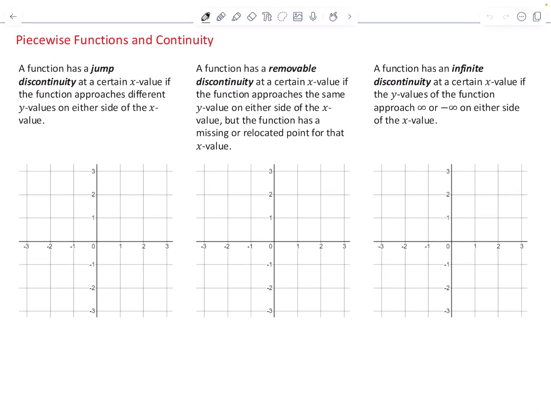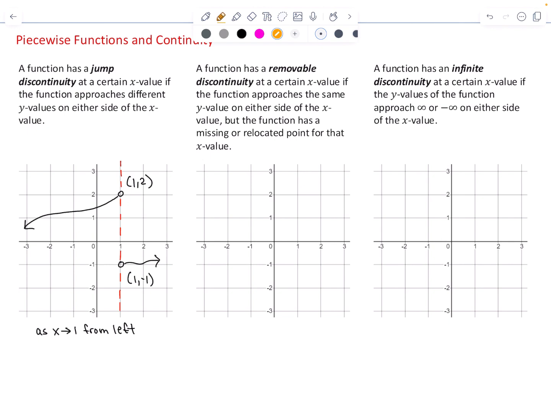On this page, we discuss different kinds of what are known as discontinuities. Now, a function has a jump discontinuity at a certain x value if the function approaches different y values on either side of that x value. For example, let's say we have some sort of function of x that approaches the point (1, 2), but then has a hollow point at that location. Then the function continues past x equals 1, but beginning at a different point.